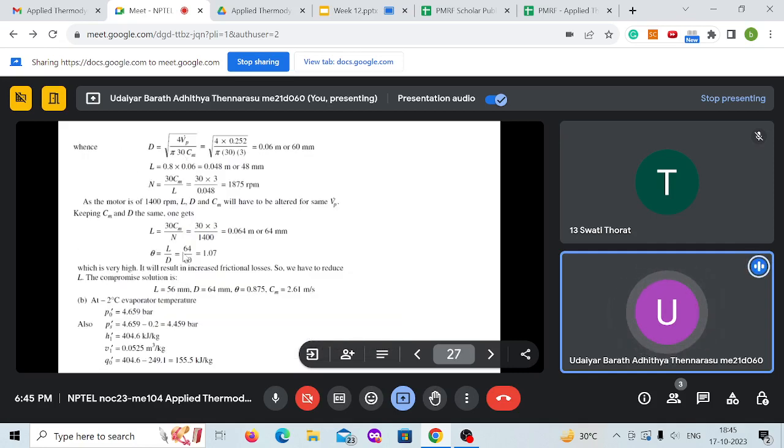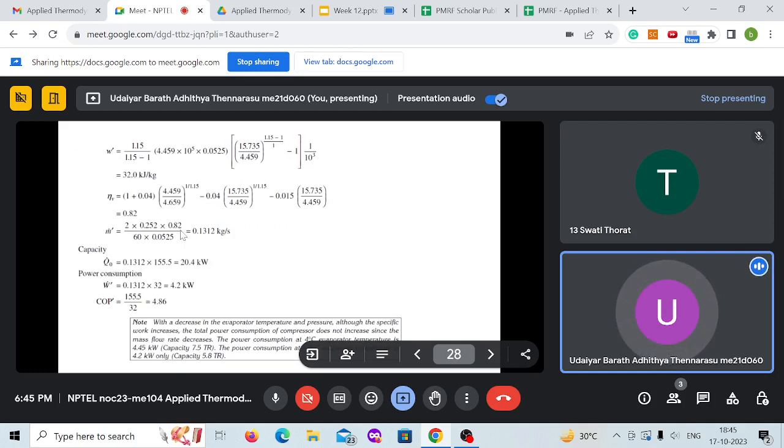Now we know the volume of the cylinder, or swept volume. Using that, 2 times, because of the number of cylinders, into swept volume into volumetric efficiency, this will give me the volume divided by specific volume. So this will give me the mass flow rate, which is 0.1312 kg per second. So now we know the new mass flow rate.